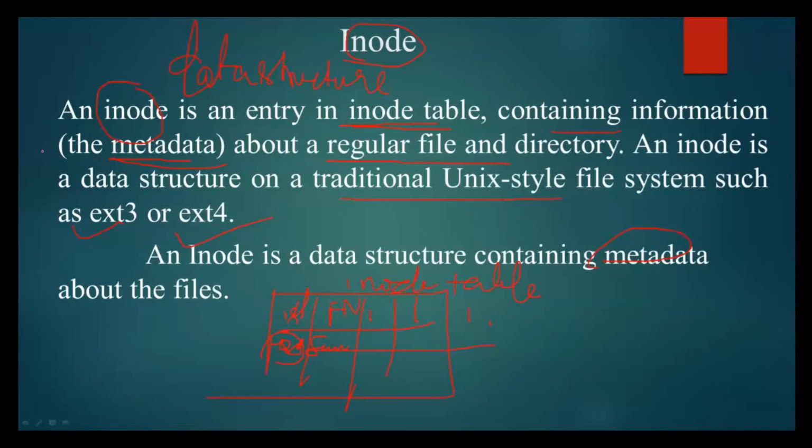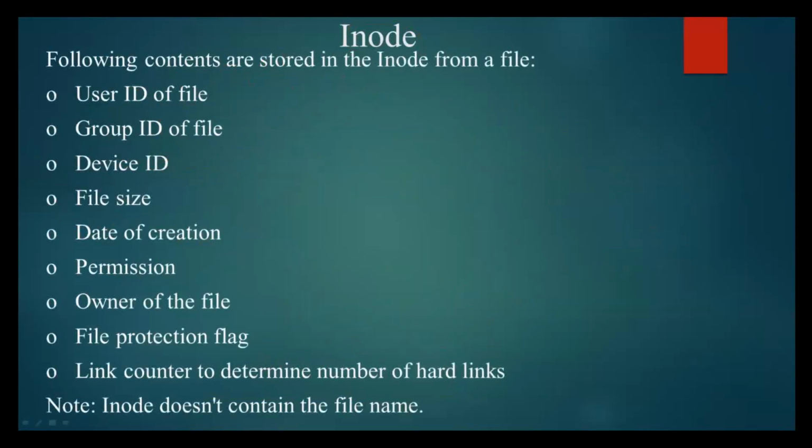Okay, so what are the fields available here? See, the following contents are stored in the inode of a file: the user ID of the file, the group ID of the file, device ID, file size, date of creation, permissions, who is the owner of the file, file protection flag, and link counter to determine the number of hard links. Note: inode does not contain the file name.